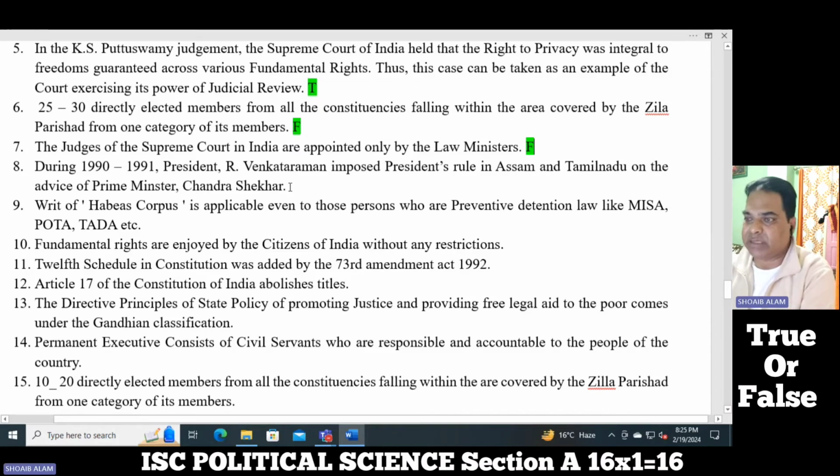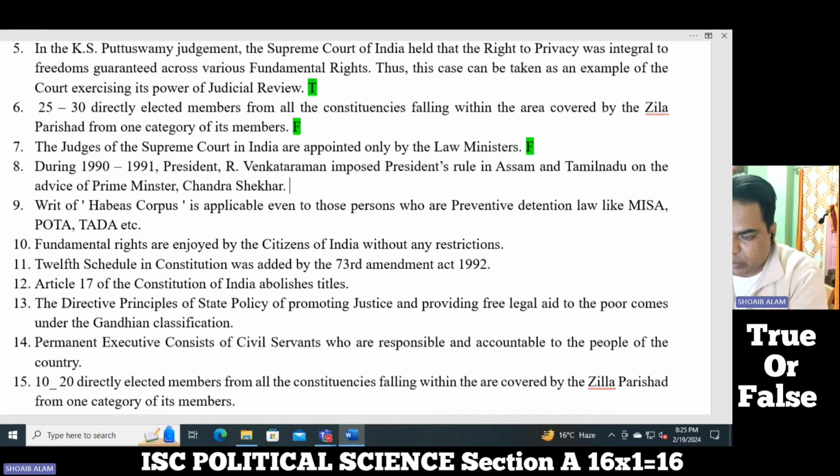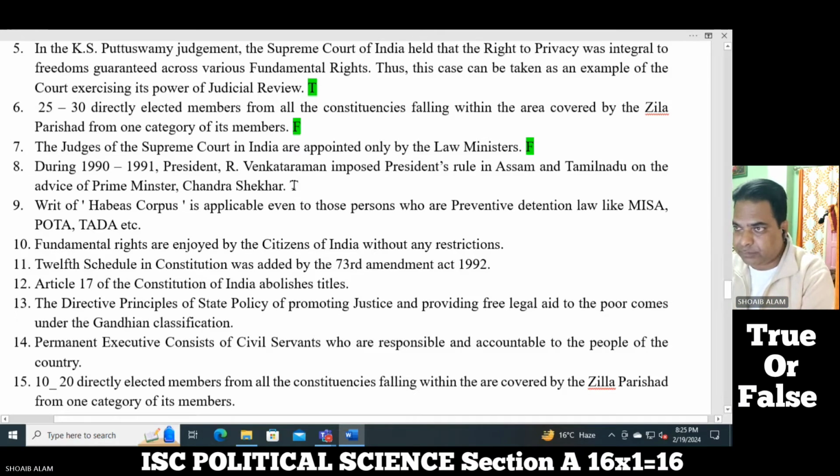after consulting the Chief Justice as well as the senior most judges of High Court or Supreme Court. During 1991, President R. Venkataraman imposed President's rule in Assam and Tamil Nadu on the advice of Prime Minister Chandrasekhar. So what will be the answer for this? Did they really do it or not? It is number 8. So it is true.